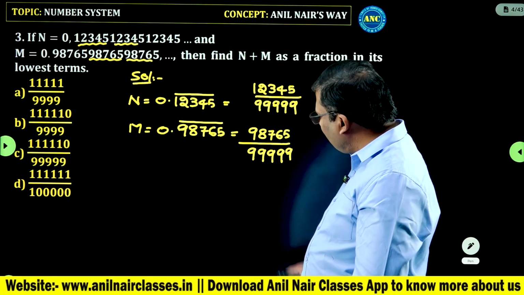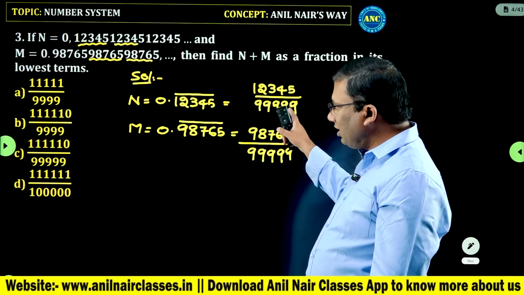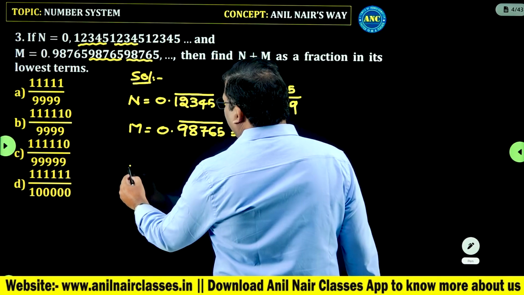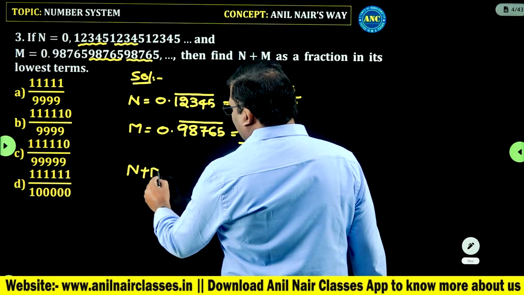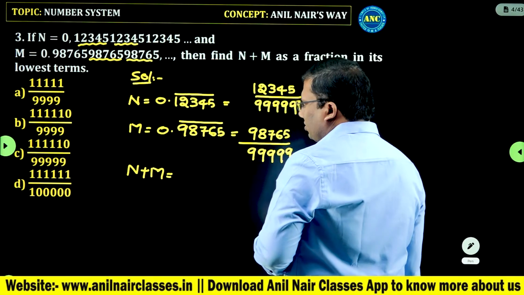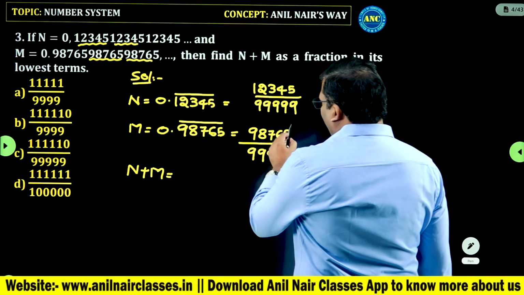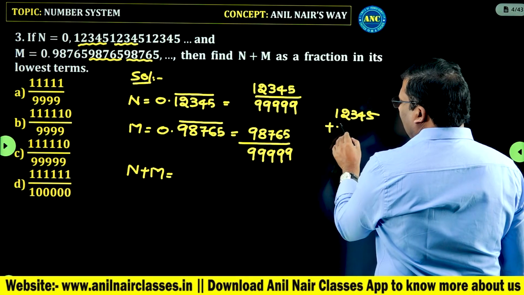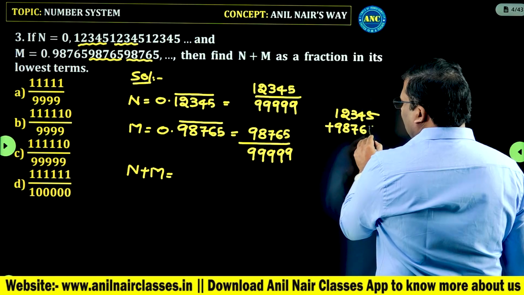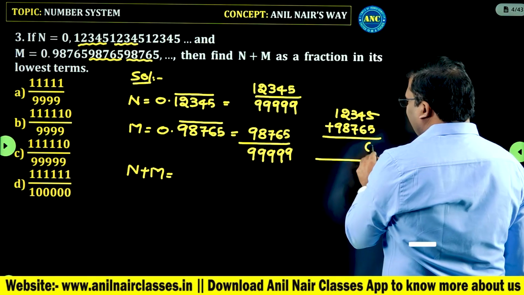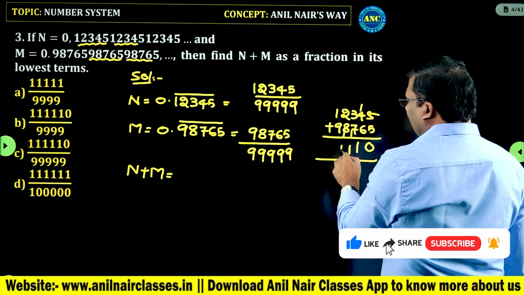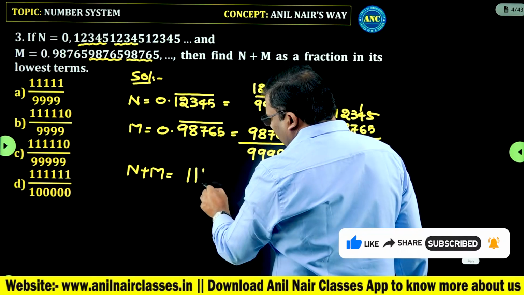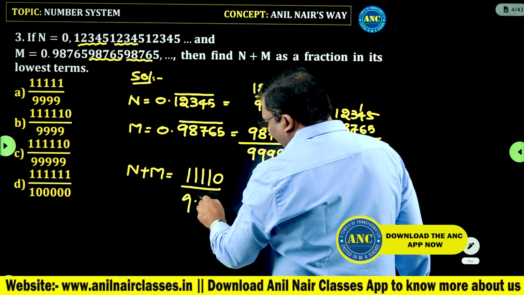Now if you see, the denominator here has 5 nines, and here also 5 nines. Now if you observe carefully, what is the question? N plus M in its lowest terms. Now 1, 2, 3, 4, 5 plus 98765. So here it will be 5 plus 5, 10. It is 11. Here also 11. It is right, 5 ones 0, that is 5 ones 0 ending, by 5 nines.